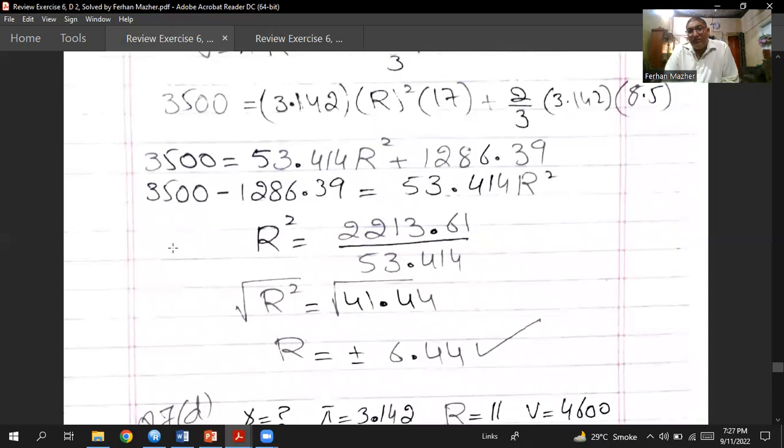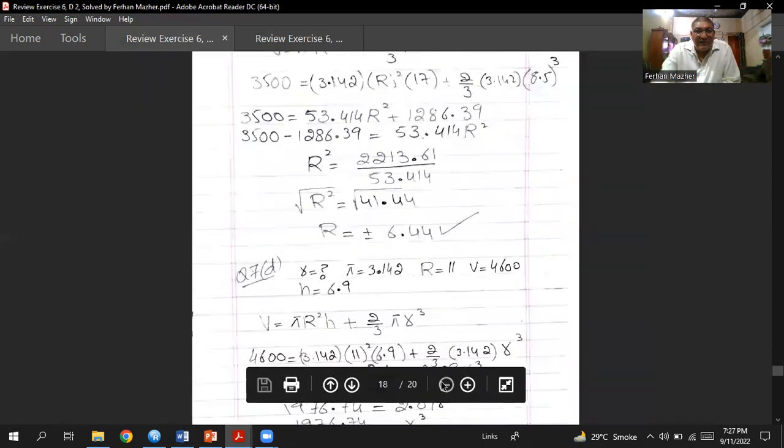And this 53.414 is multiplied with R square. So when it goes to the other side, it will divide there. So in your calculator, write 2213.61 divided by 53.414 equals to, and that will be 41.44. So R square is equal to 41.44. Because I want the value of R, I will take square root on both sides. So R will be equal to plus minus 6.44. Square root of 41.44 is 6.44. So this is how you will do the C part.